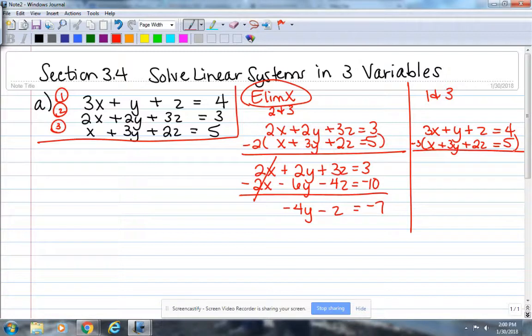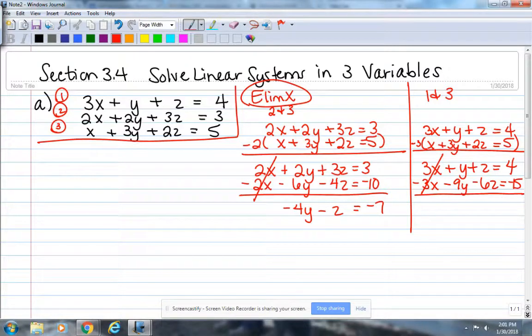Again, I'm not changing the first row, so I'm going to copy it right here: 3x plus y plus z equals 4. And then the bottom row, the whole entire row, gets a negative 3. So negative 3 times x is negative 3x. Negative 3 times 3y is negative 9y. Negative 3 times 2z is negative 6z. And negative 3 times 5 is negative 15. Draw my line. My x's cancel out again. That's what I want to happen.